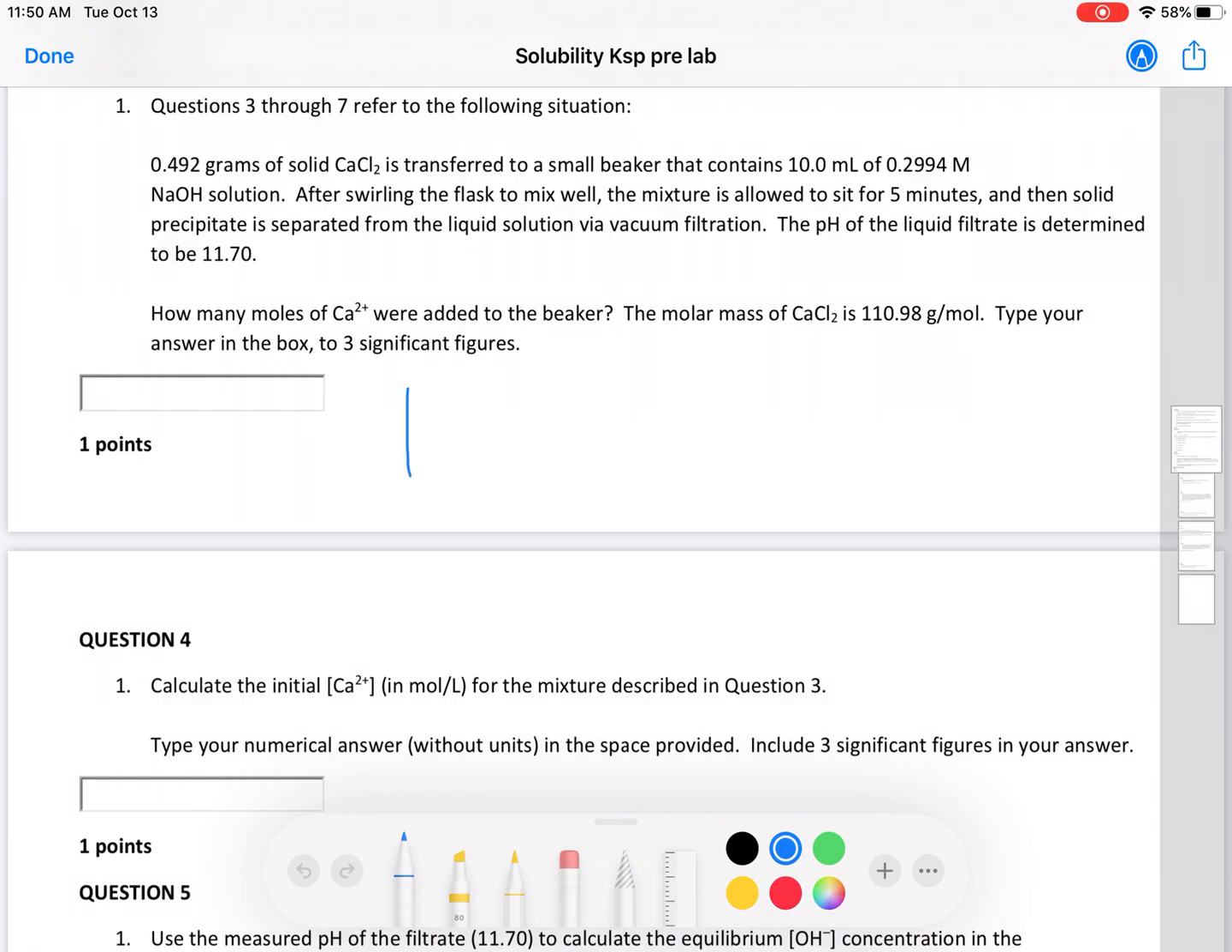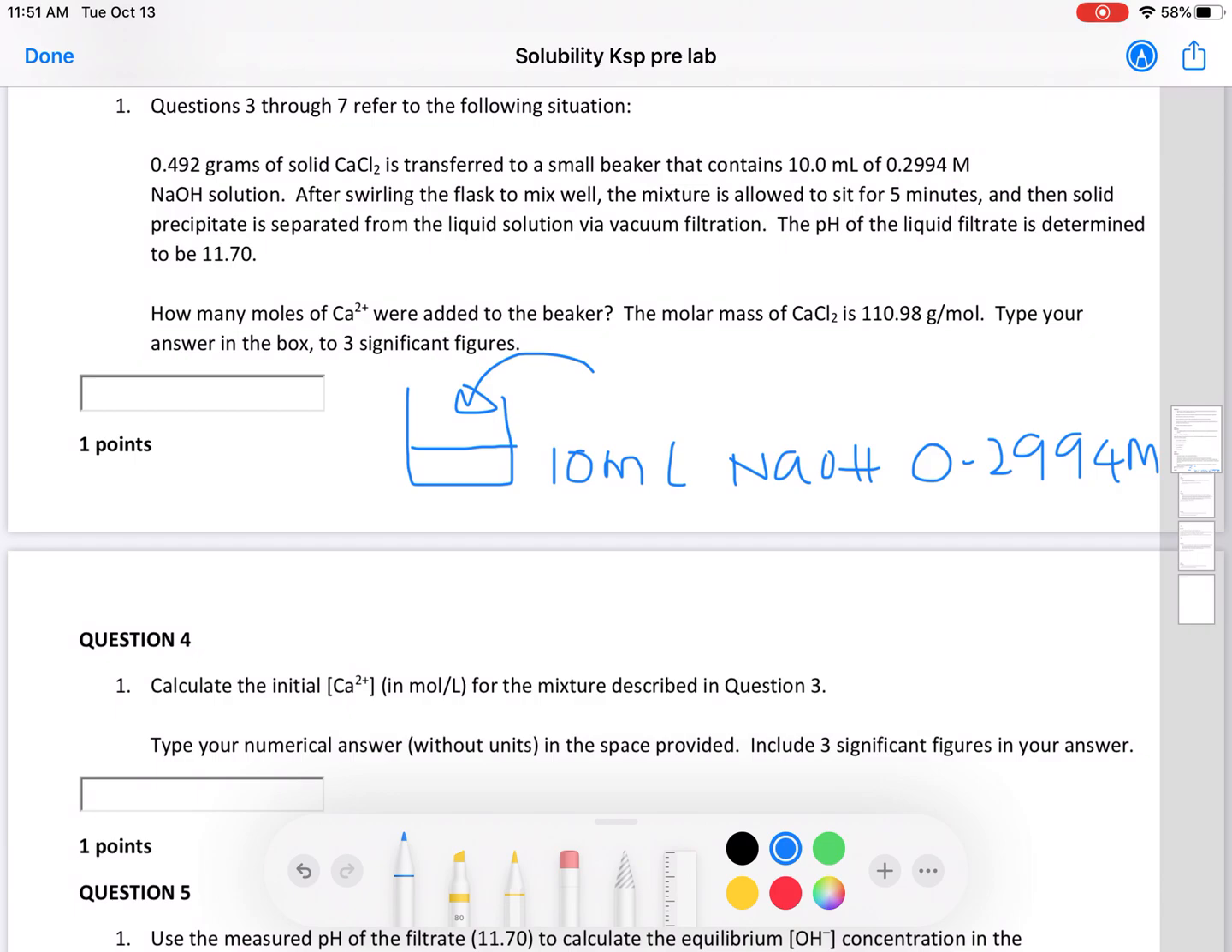Let's say you have a beaker. In this beaker, you already have 10 milliliters sodium hydroxide, and the concentration of that sodium hydroxide is 0.2994 molar. And to this, you are adding 0.492 grams calcium chloride. Okay, so now you have sodium hydroxide and calcium chloride together.